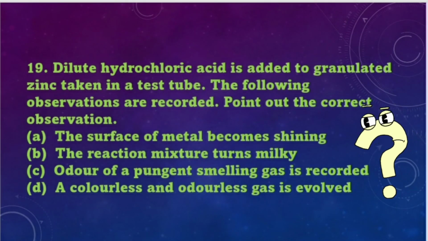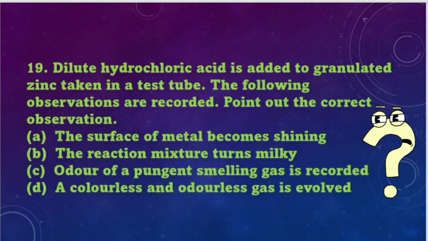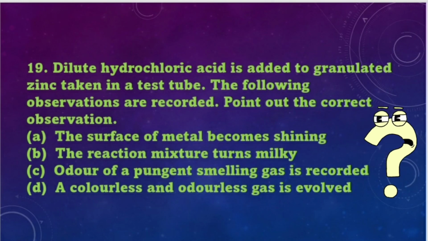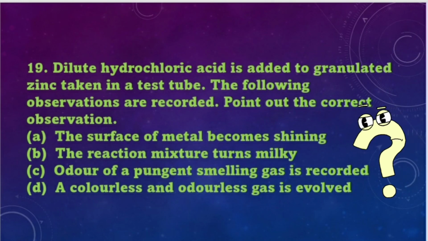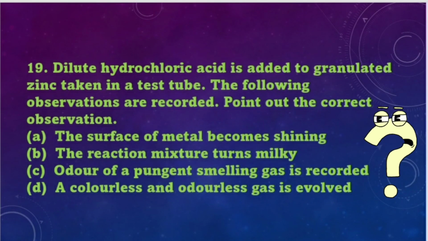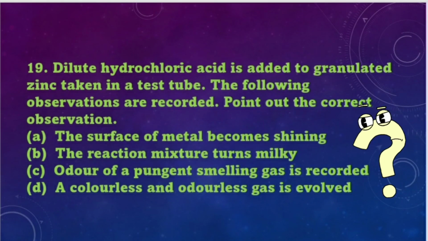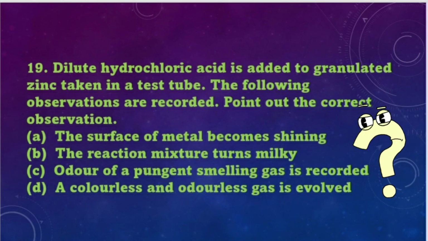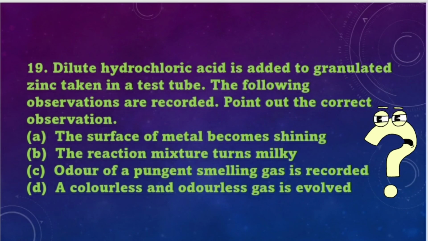Question number 19. Dilute hydrochloric acid is added to granulated zinc taken in a test tube. The following observations are recorded. Point out the correct observation. Option A, the surface of metal becomes shining. Option B, the reaction mixture turns milky. Option C, odor of a pungent smelling gas is recorded. And option D, a colorless and odorless gas is evolved.